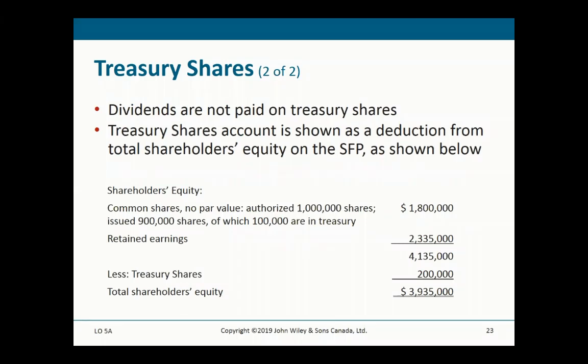Here's an example of what the shareholders' equity section might look like if you have treasury shares. In this situation, there are 1 million common shares authorized and 900,000 issued, of which 100,000 are in treasury. They show the total consideration received for all of those shares when they were issued. Then down below, they subtract the amount paid to repurchase the 100,000 treasury shares that are being held and waiting to be reissued.